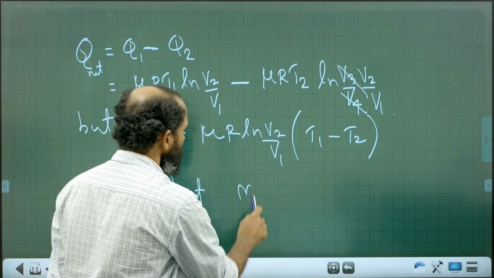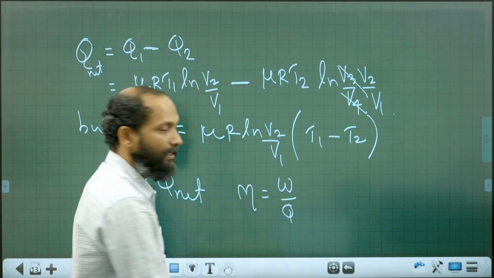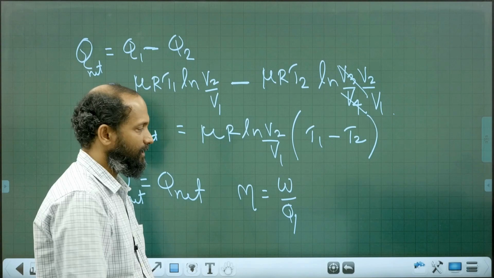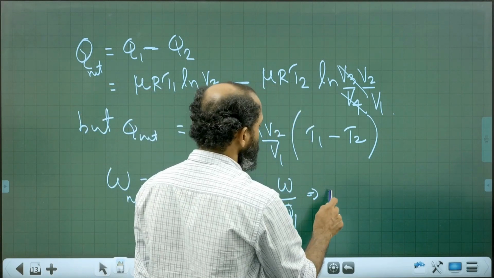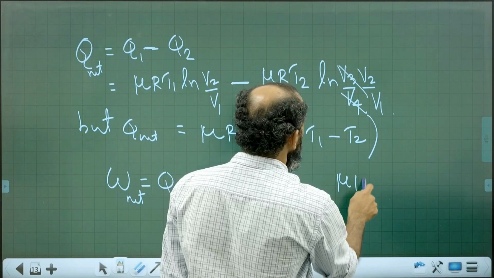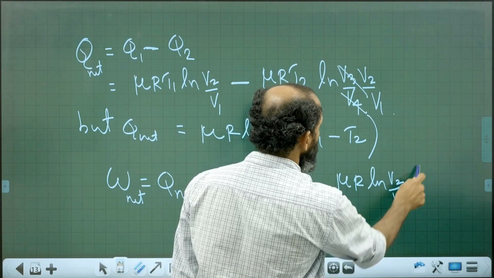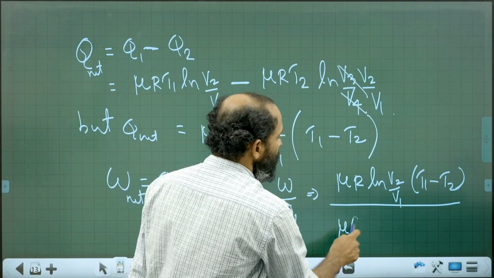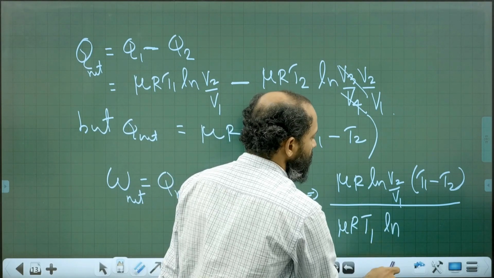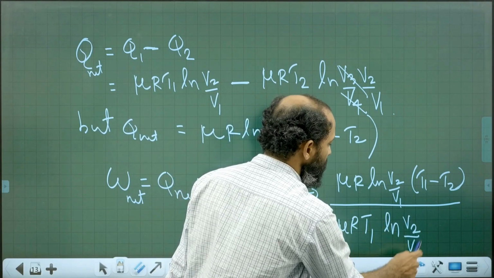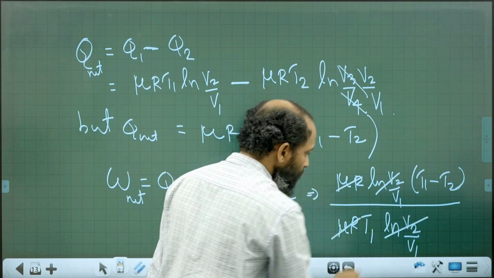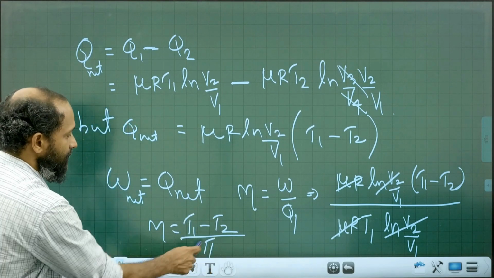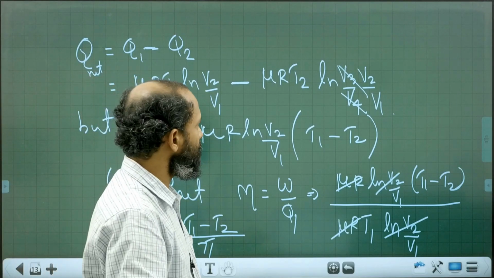Then efficiency eta is equal to W divided by Q1. It is not net Q. W divided by Q1, it is not W by Q net. Then W by Q1 is what? W is mu R log V2 by V1 into T1 minus T2, divided by, what was Q1? Q1 was mu R T1 log V2 divided by V1. So mu R cancels, log V2 by V1 cancels, so efficiency becomes T1 minus T2 divided by T1. So that result is very important. So the steps involved are also important.